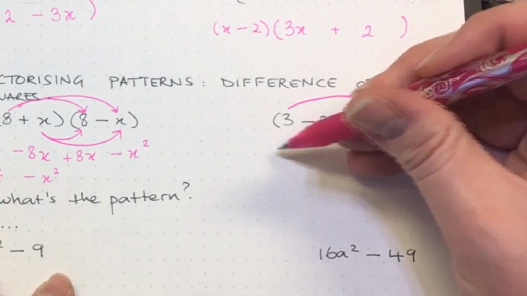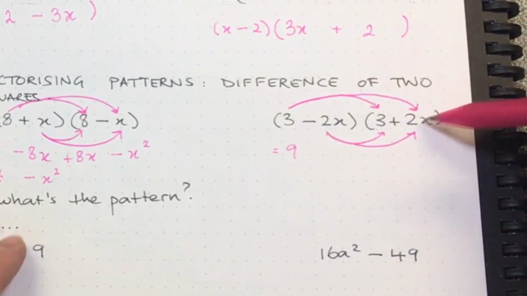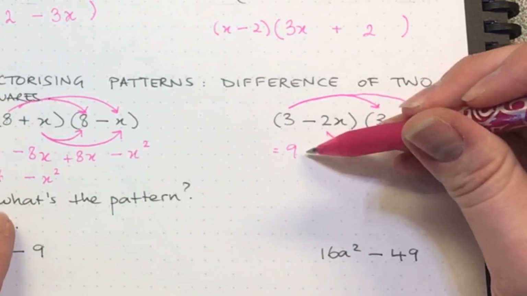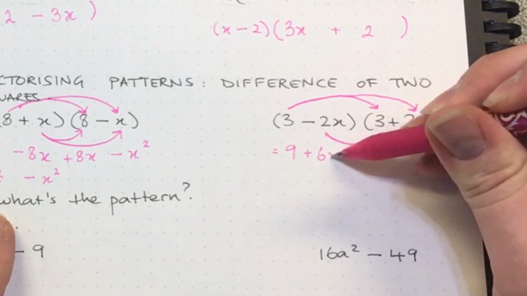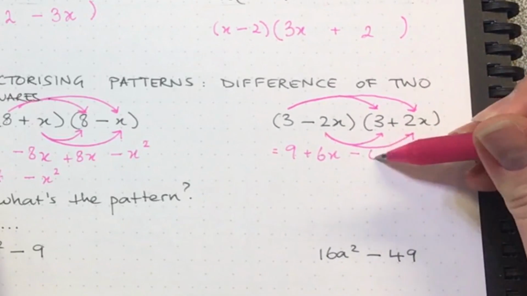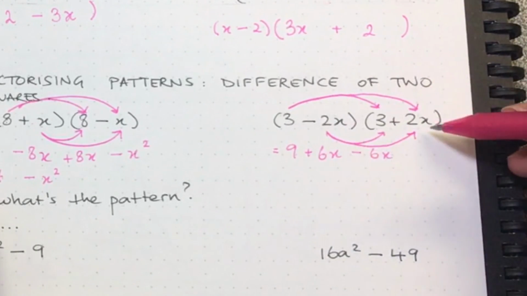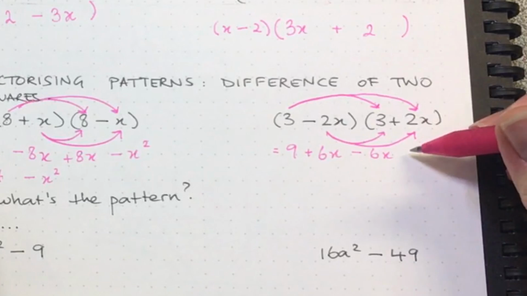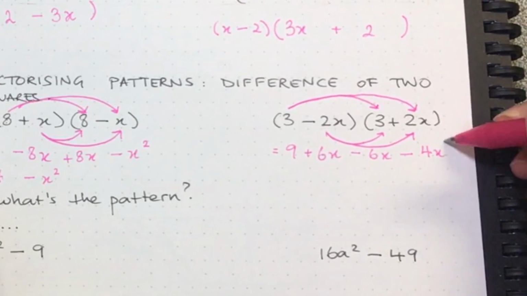3 times 3 here will be equal to 9. 3 times positive 2x would be positive 6x. Negative 2x times 3 would be negative 6x. Negative 2x times positive 2x would be negative 4x squared.